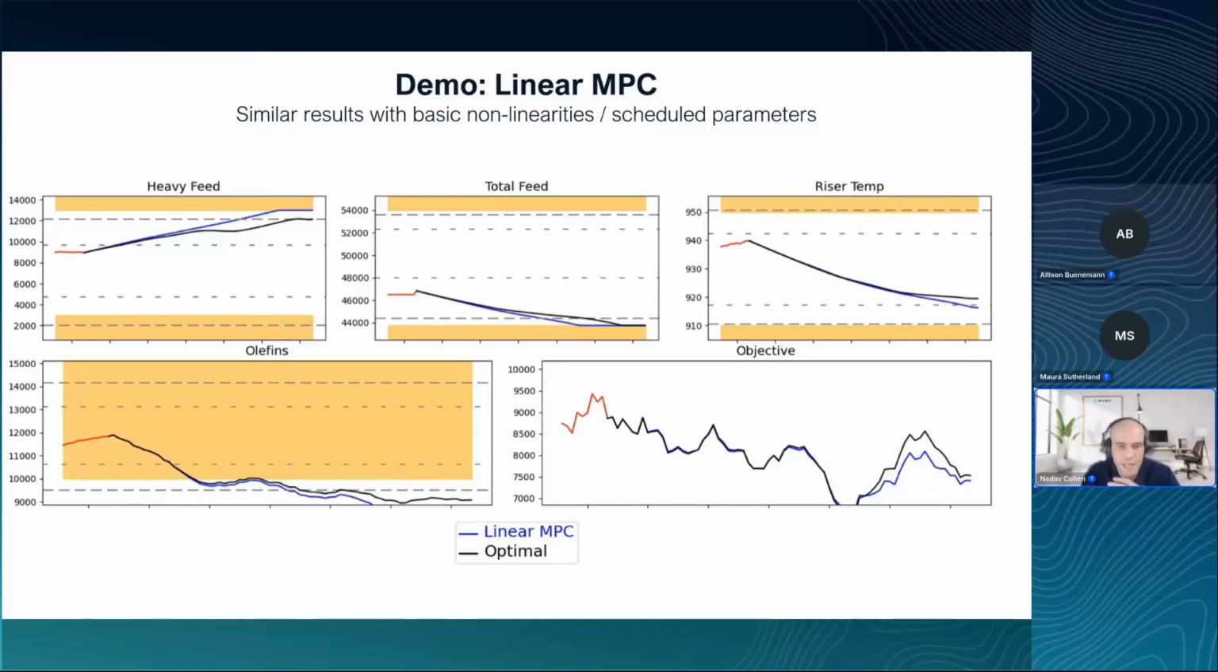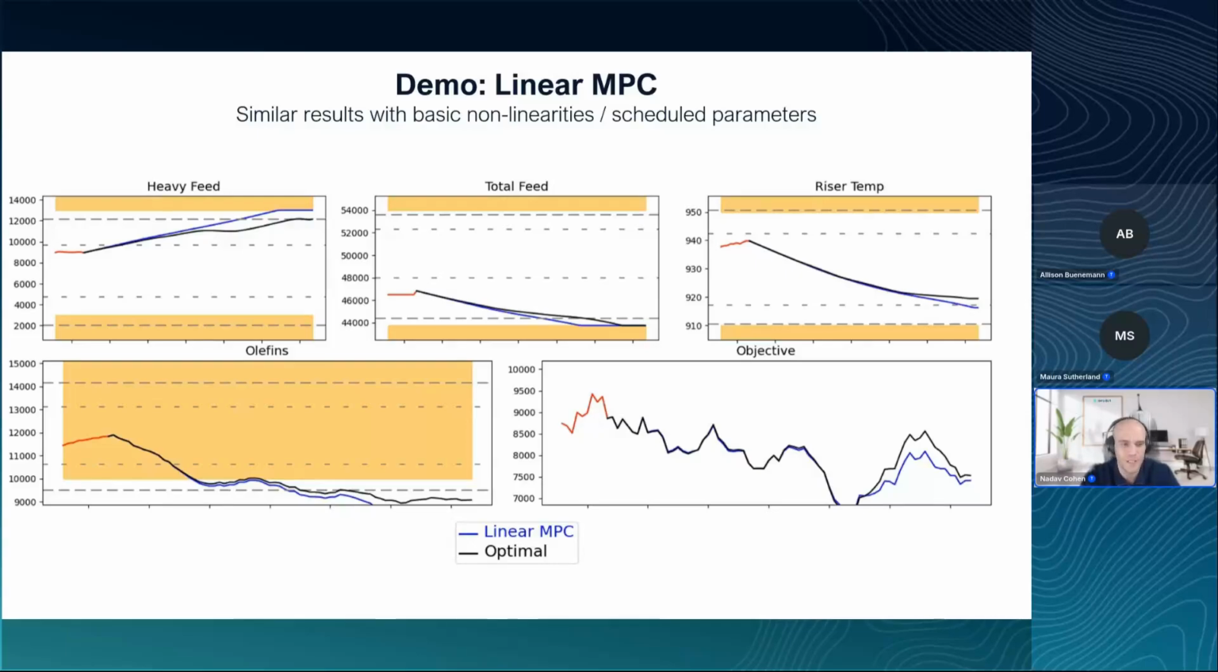That's the moves made by a linear MPC and the resulting olefins rate and the objective function. The horizon here, that's kind of the horizontal axis for each plot, is a few hours. And what I'm going to do now is run the video, and every frame of the video will correspond to a different upper bound for the olefins rate. So I'm going to increase the upper bound, and you are going to see how that impacts the optimal trajectory and the linear MPC trajectory.